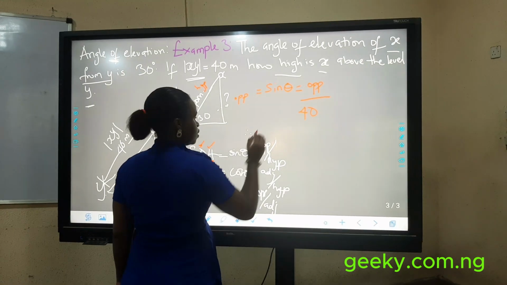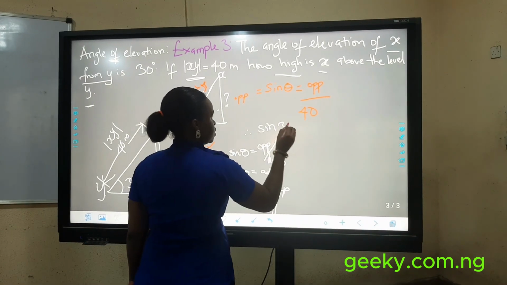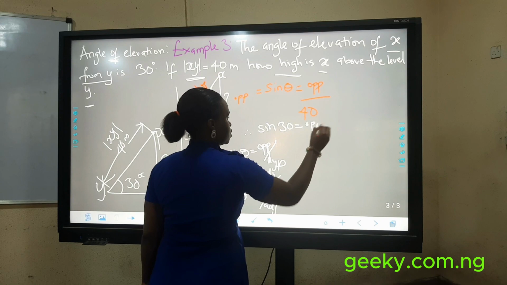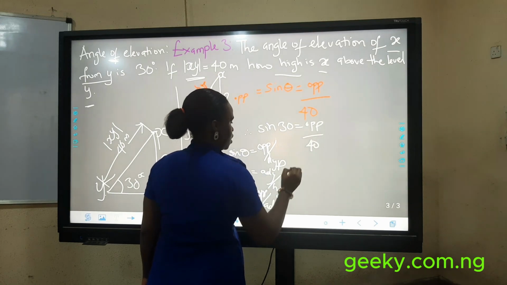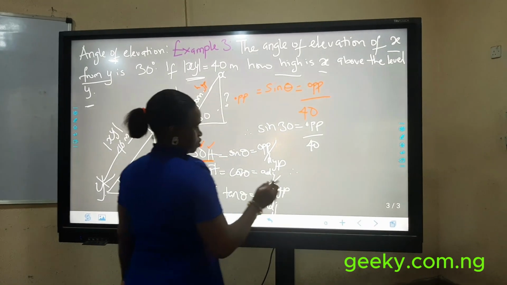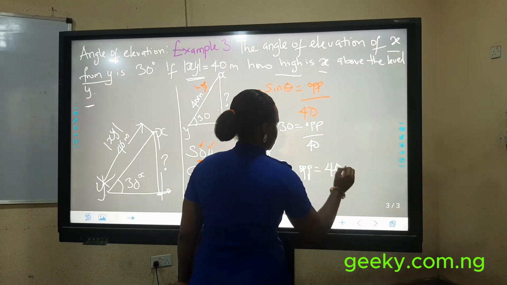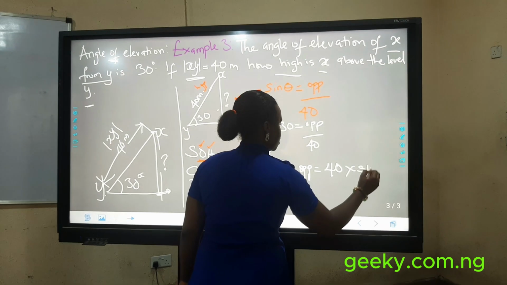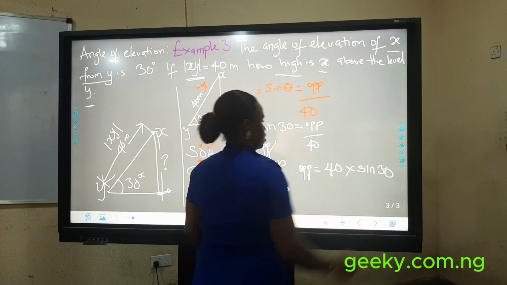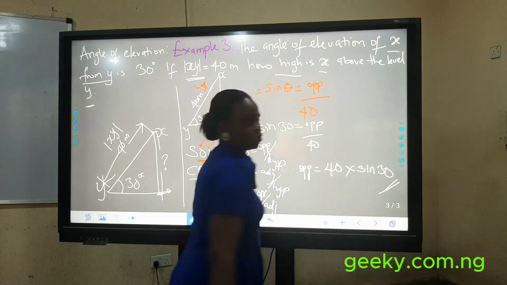Therefore, sine 30 is equal to opposite over 40. Therefore, the magnitude or the height, our opposite, is equal to 40 times sine 30. That's the final answer.